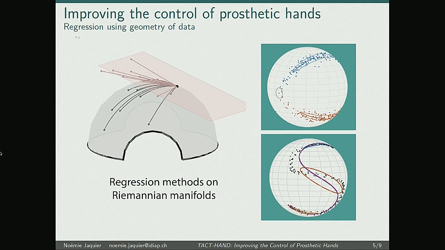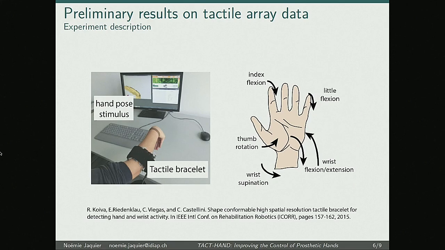The other thing we want to do is to use the geometry of the data. For that, we use some regression methods on Riemannian manifolds. Riemannian manifolds are mathematical spaces that are only locally Euclidean, like a sphere in 3 dimensions. So you have only the tangent space that is Euclidean, and we can do some Gaussian mixture regression with that.